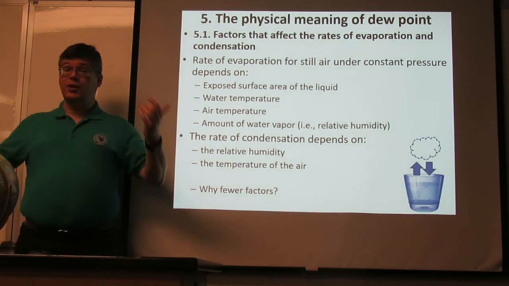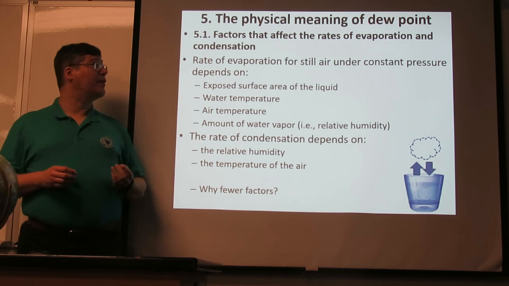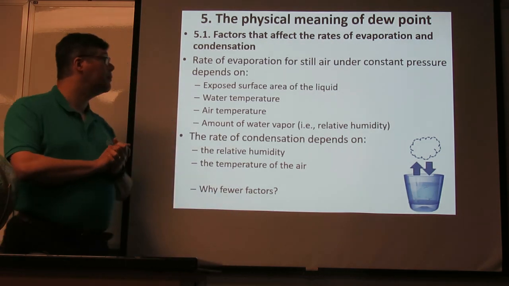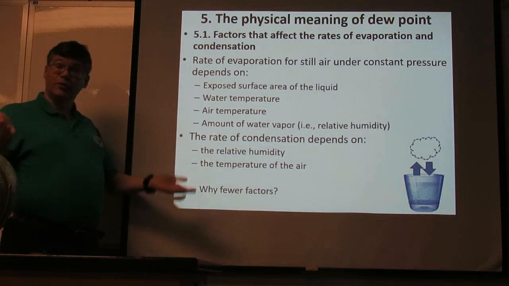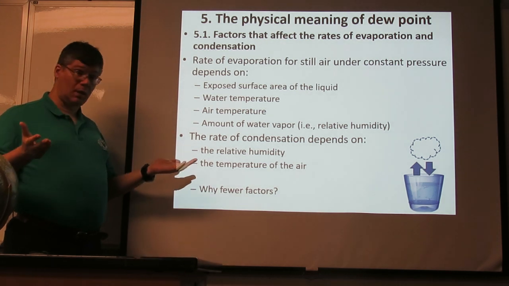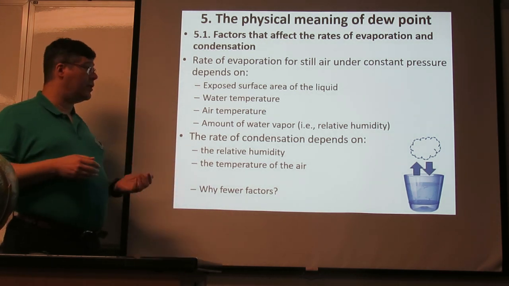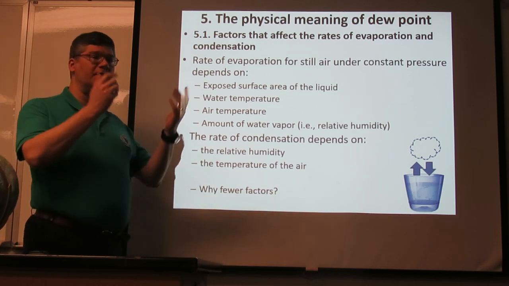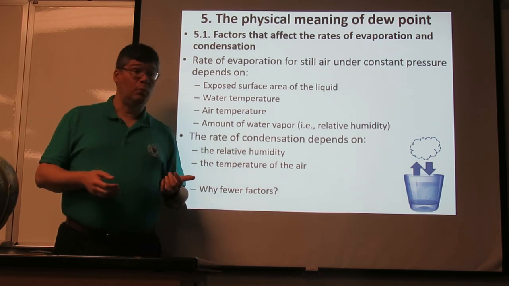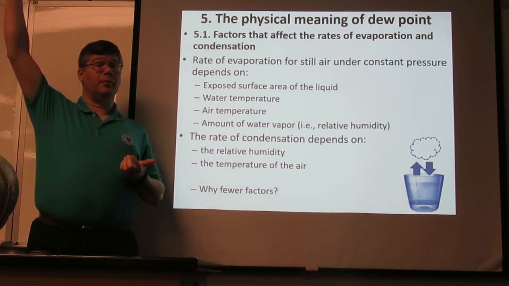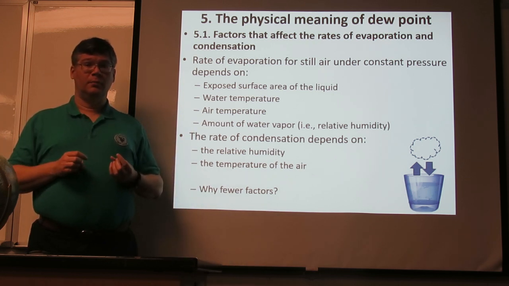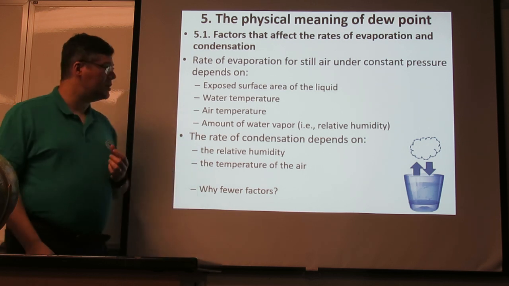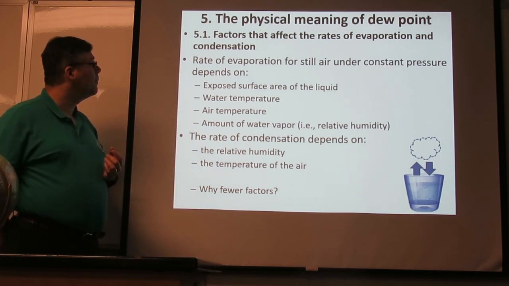Okay, what does the dew point mean for the weather? How does this affect things? Well, what's going to affect how much evaporation we have? How much condensation? How much water do we have available? How hot is it? What's the air temperature? How much water vapor is already in the air? These will affect how much evaporates. How much condenses? Well, how much moisture do we have in the air? What's the air temperature? For condensation, we don't need water on the surface, so it's a little simpler on the condensation question.